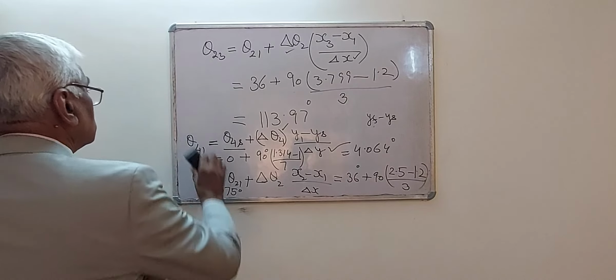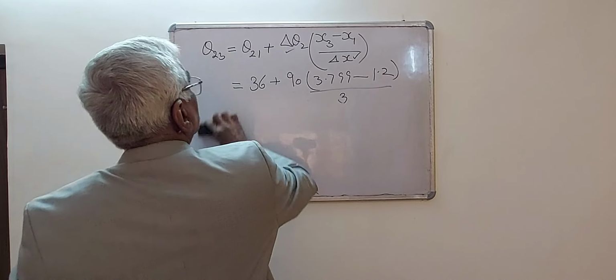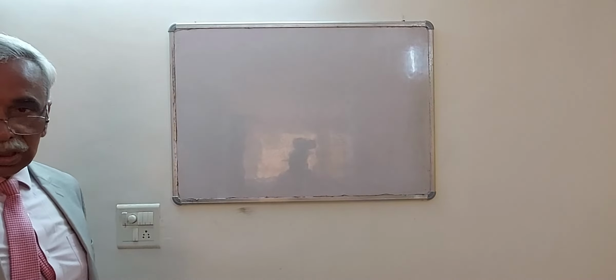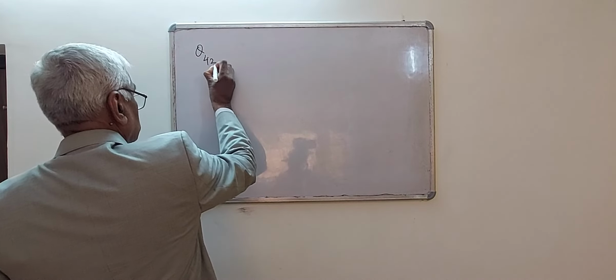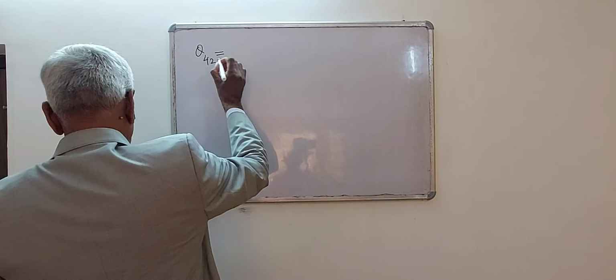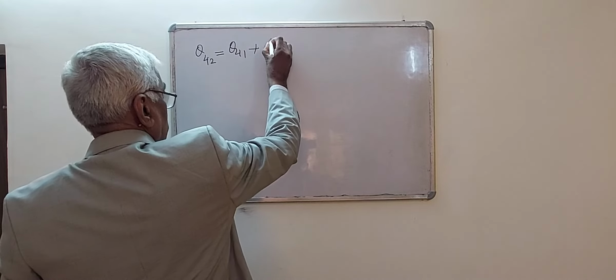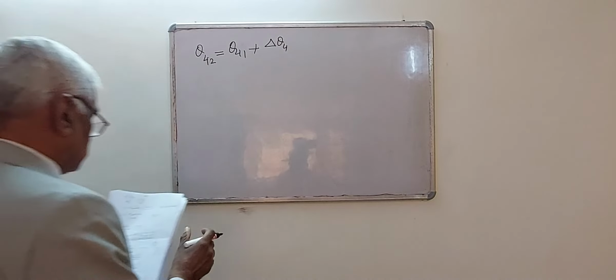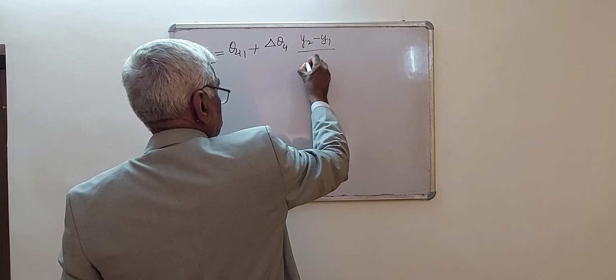Now, theta 42. Theta 42 is corresponding to theta 22. Theta 42 is equal to theta 41 plus delta theta 4 into y2 minus y1 divided by delta y.